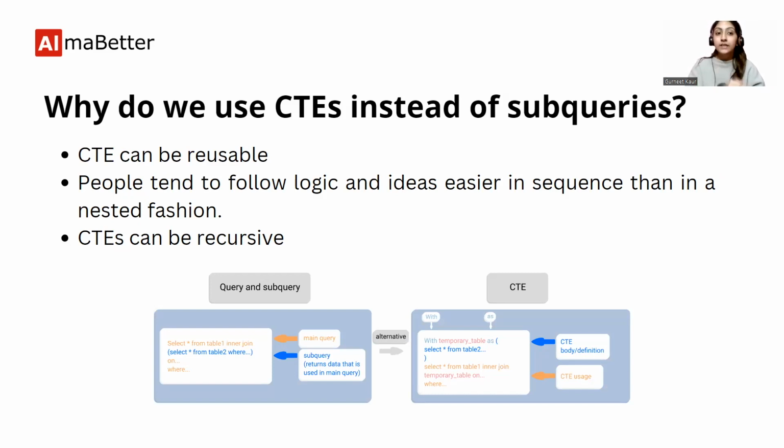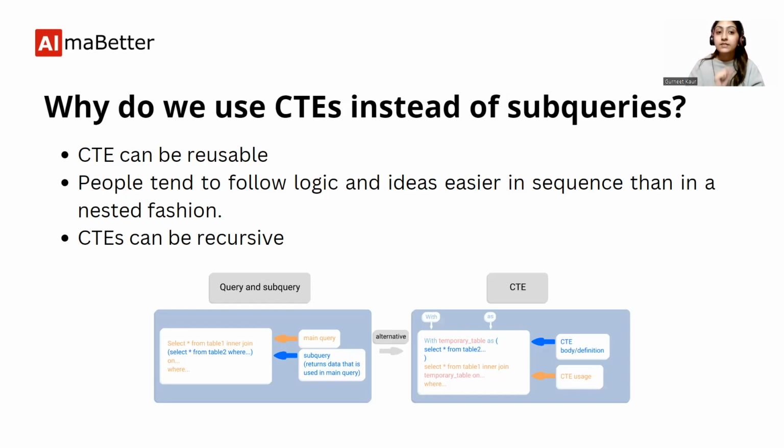The second reason is that it's easier to understand the logic in the query in sequence rather than in a nested fashion. Whenever we write a query, we break it down into smaller pieces using CTEs, while in the case of subqueries, the query turns into a tangled mess of subqueries.